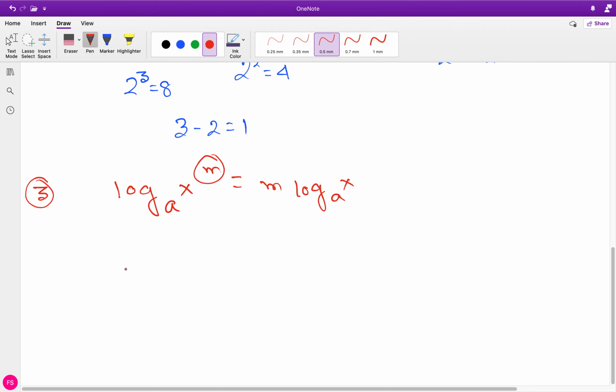Now let's look at an example. Log of 8 with the base of 2. What does this equal to? We already know from this example that 2 to the power of 3 is 8, so this equals 3.